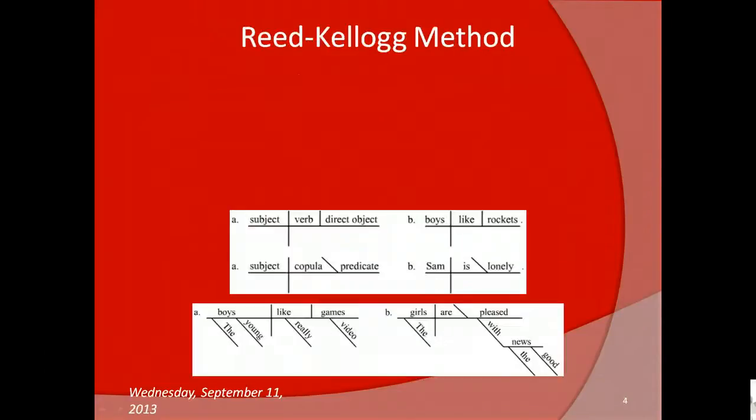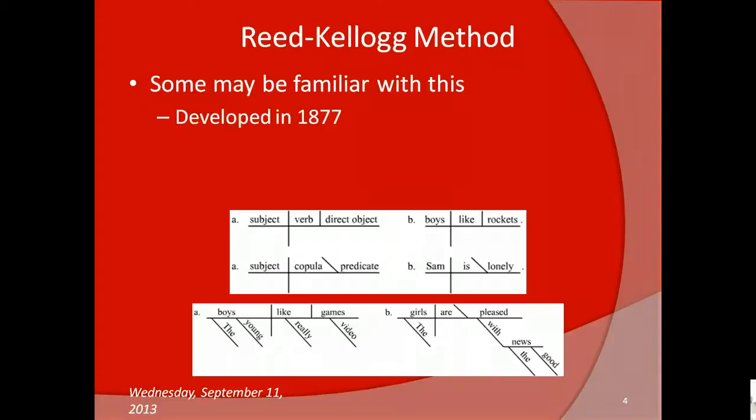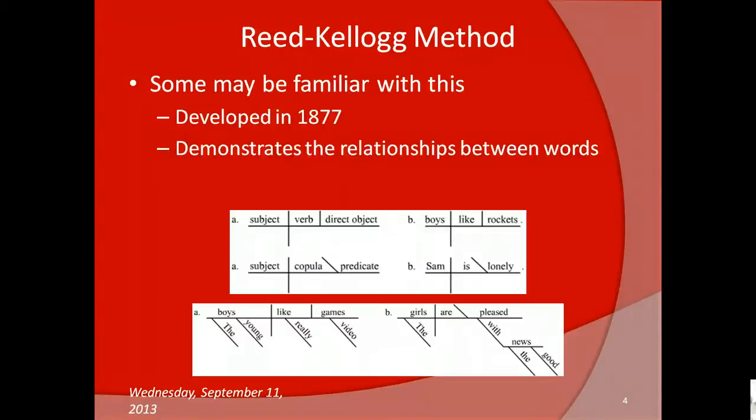Here's the Reed-Kellogg method. Some of you may be familiar with this method. This was the method that was taught to me back when I was in grade school. It was developed way back in the 19th century, and this is still taught today, still created today by grammarians. And it does demonstrate the relationship between words pretty well. You can see that they have a sort of line chart thing here. I don't really know what you'd call this.